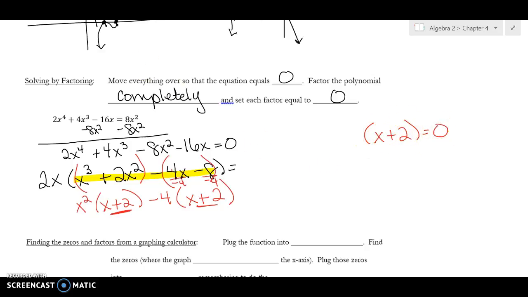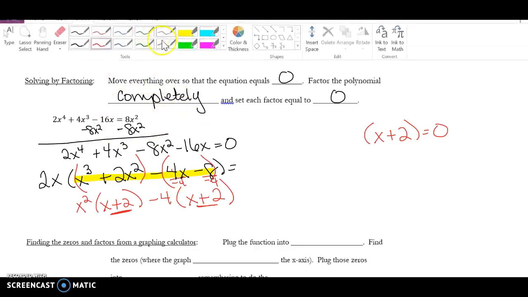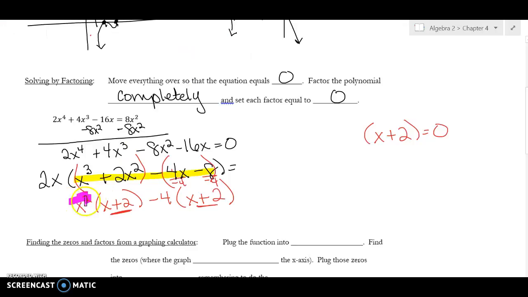But then now I still have this, and I'm hoping you notice x squared minus 4. Well, x squared minus 4 is just x plus 2 and x minus 2. So there's 3 factors. But again, I'm supposed to have 4 x's, and I'm missing one. And here's the one I'm missing right here. It was up front.